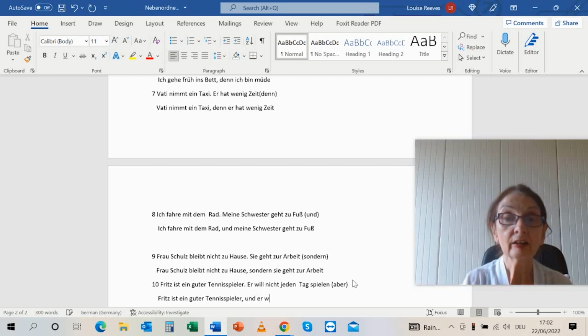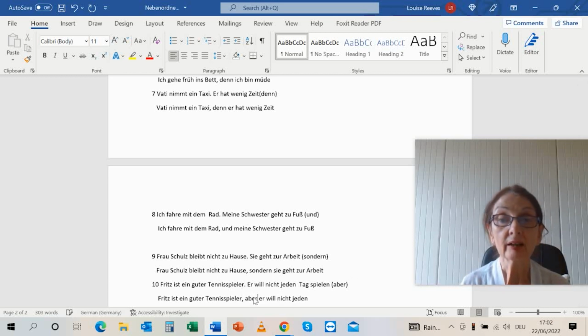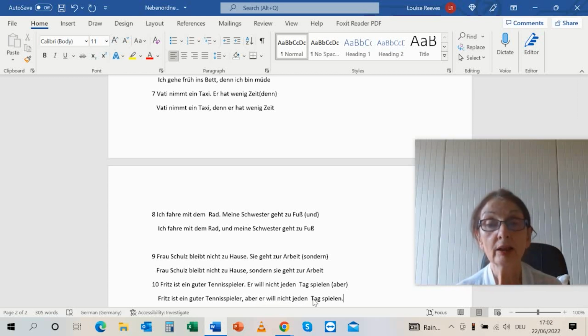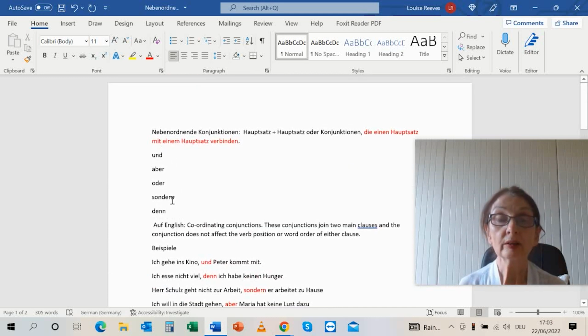Und will, remember look at my small letter, will nicht jeden Tag, that's nicht und, it's aber. That's what I want. Aber er will nicht jeden Tag spielen. So, Fritz ist ein guter Tennisspieler, aber er will nicht jeden Tag spielen. There's no negation there. So that's why I'm allowed to use the aber. Is that okay? Have you understood now? All of these: und, aber, oder, sondern und denn. There's only 5 of those who behave in this way.